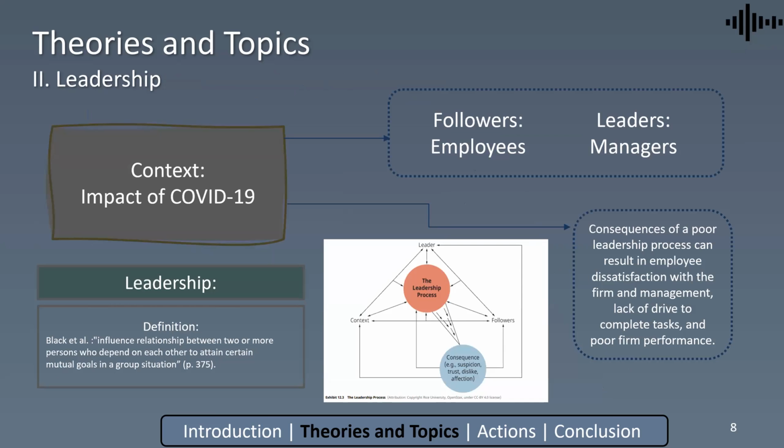Next is a topic related to COVID-19 and the organization's leadership, whose definition can be found on the bottom left-hand corner of the screen. The leadership process consists of context, which in this scenario is operating during a pandemic; followers, which are the employees who may be disappointed with the way the firm is operating during COVID or not as focused on the job; and the leaders, which are the managers that must find the delicate balance between satisfying the group maintenance needs and accomplishing the performance objectives of the organization.